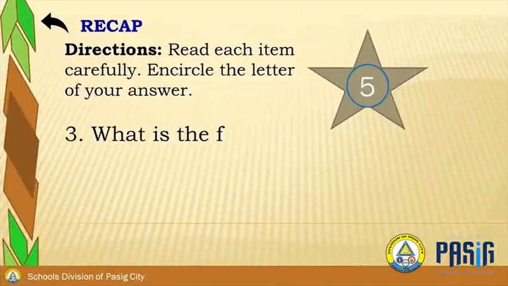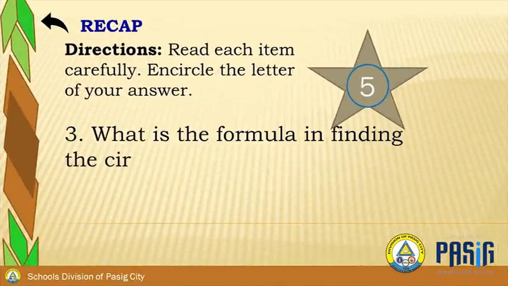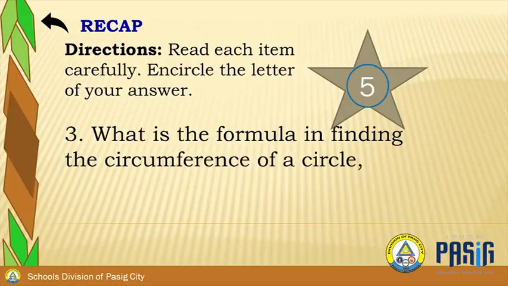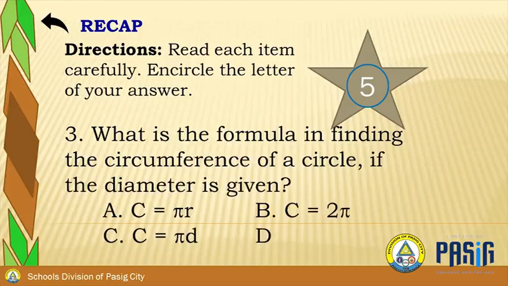What is the formula in finding the circumference of a circle if diameter is given? Is it A, circumference equals pi times radius, B, circumference equals 2 times pi, C, circumference equals pi times diameter, or letter D, circumference equals 2 pi times diameter?